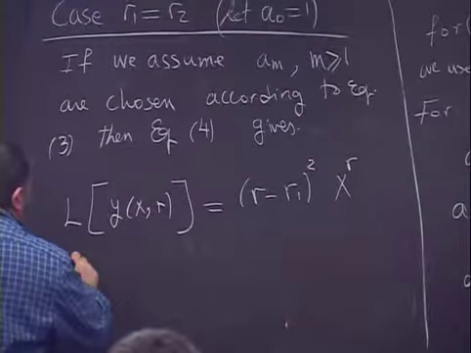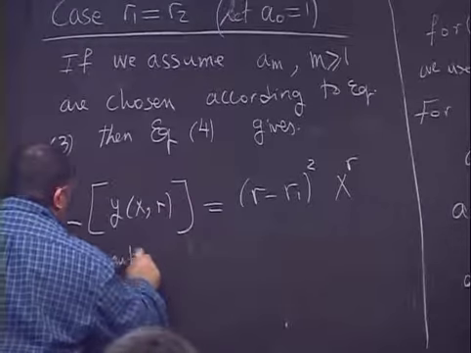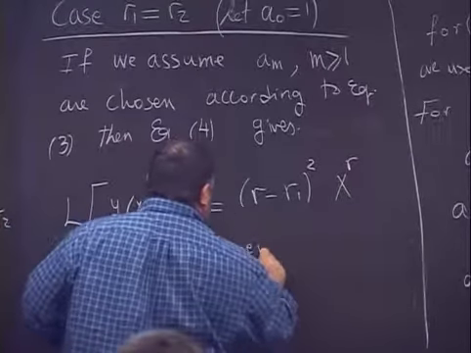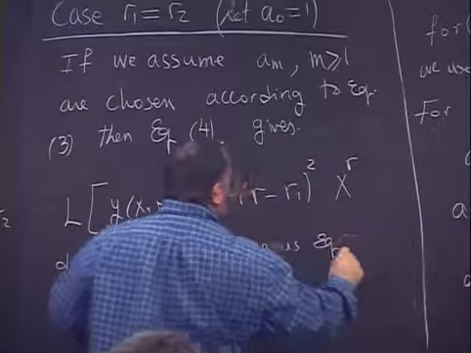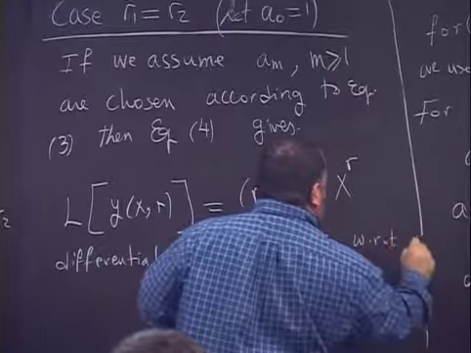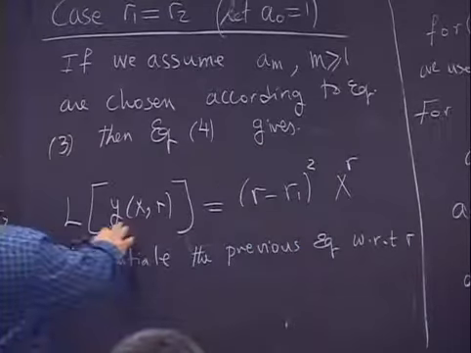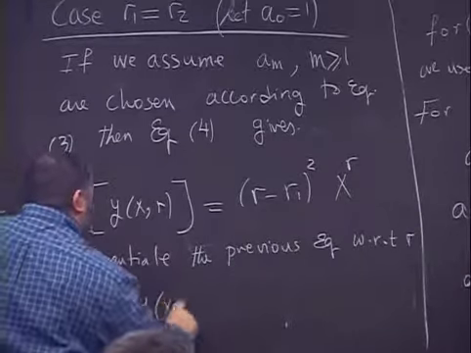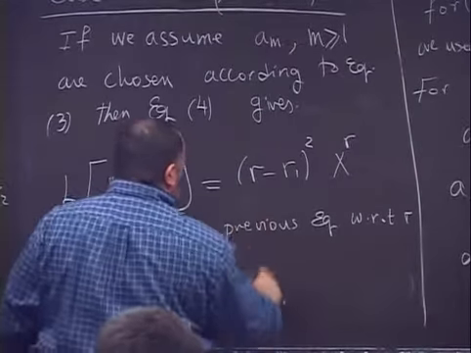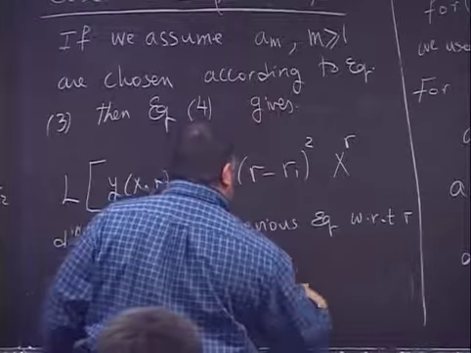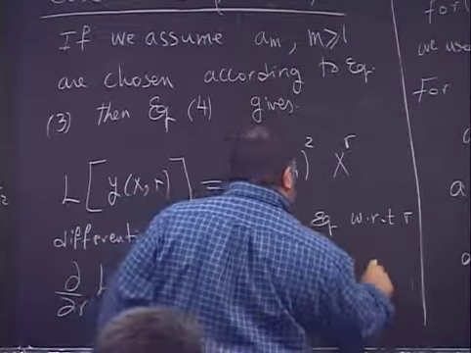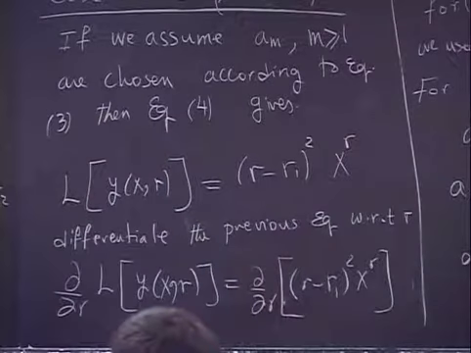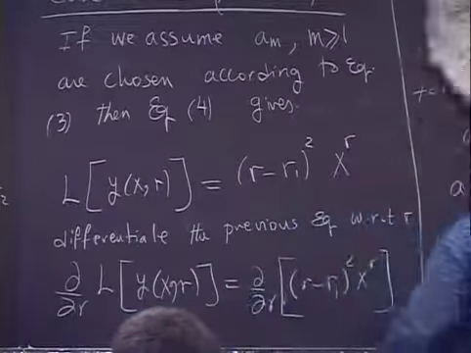So if we differentiate the previous equation with respect to r, this will give us d by dr of L multiplied by y of x and r equal to d by dr of (r − r1) all squared x to the power of r. So how to perform the differentiation?